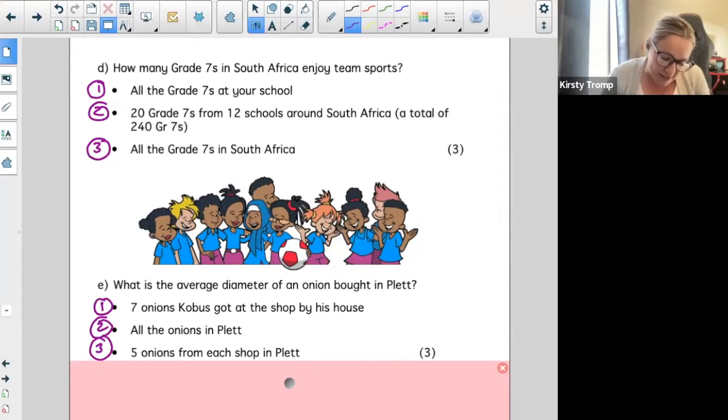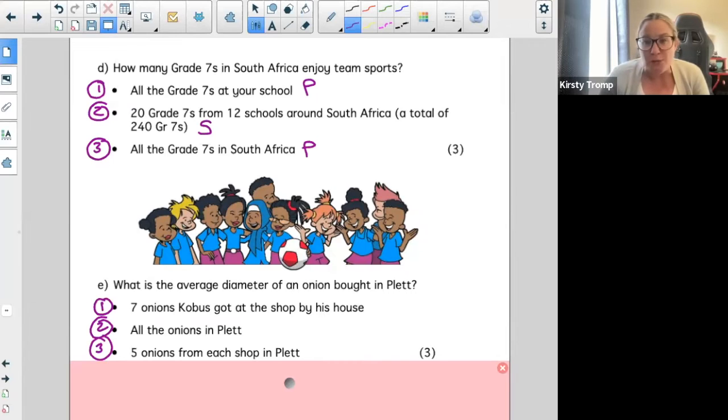So, how many grade 7s in South Africa enjoy team sports? All the grade 7s at your school? That's population, ma'am. Good, well done. 20 grade 7s from 12 schools around South Africa. That's a sample, ma'am. Well done. And finally, all the grade 7s in South Africa. It's population. Well done.